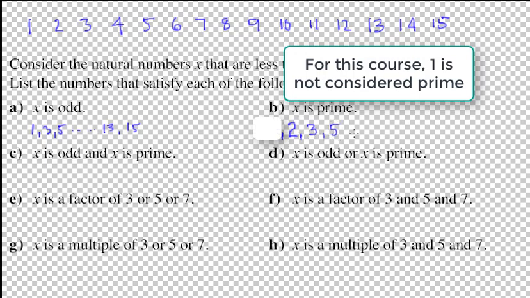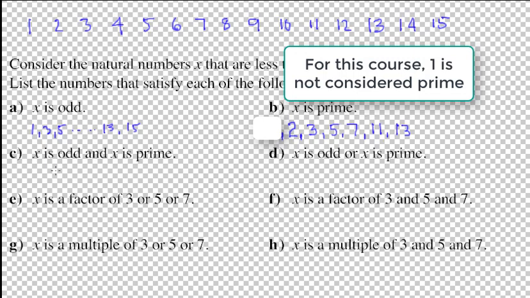5 is prime. 6 is divisible by 2 and 3. 7 is prime. 8 is 2 times 4. 9 is 3 times 3. 10 is 5 times 2. 11 is prime. 12 is 2 times 6. 13 is prime. 14 is 2 times 7, and 15 is 5 times 3. So there's our list of primes from 1 up to 13.